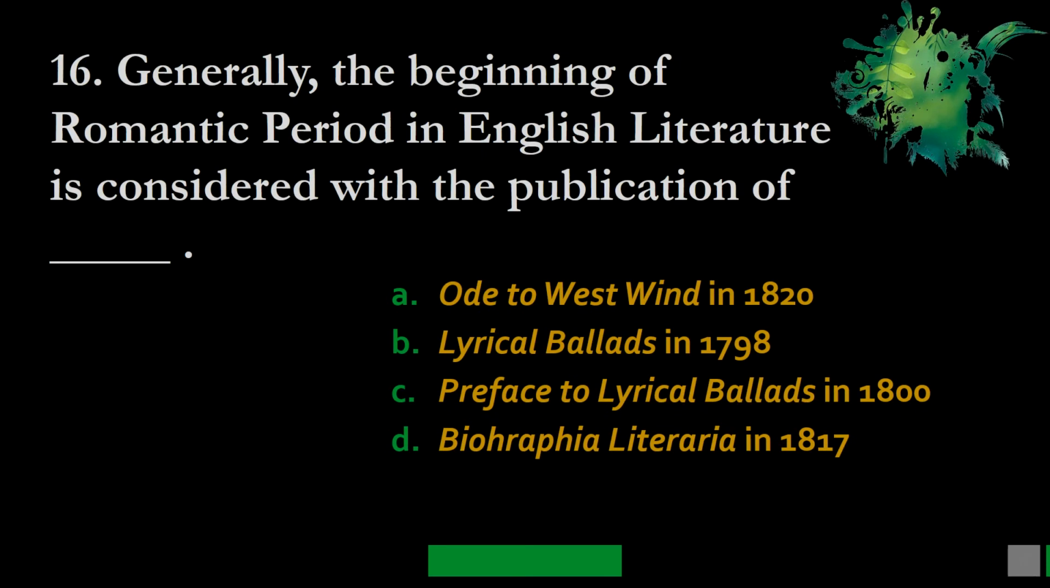Next question. Generally, the beginning of the romantic period in English literature is considered with the publication of dash. Options are A. Ode to the West Wind in 1820, B. Lyrical Ballads in 1798, C. Preface to Lyrical Ballads in 1800, and D. Biographia Literaria in 1817. So when did the romantic period begin? It begins with the publication of a particular work. Please note down the correct option, and the correct option is Lyrical Ballads in 1798.